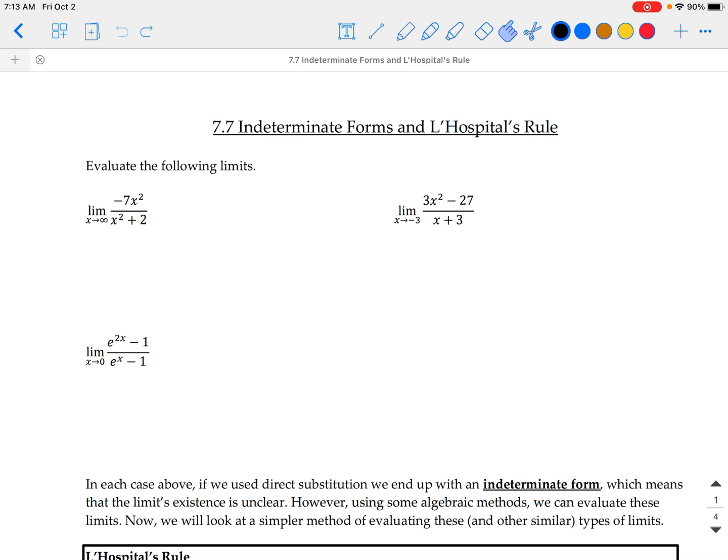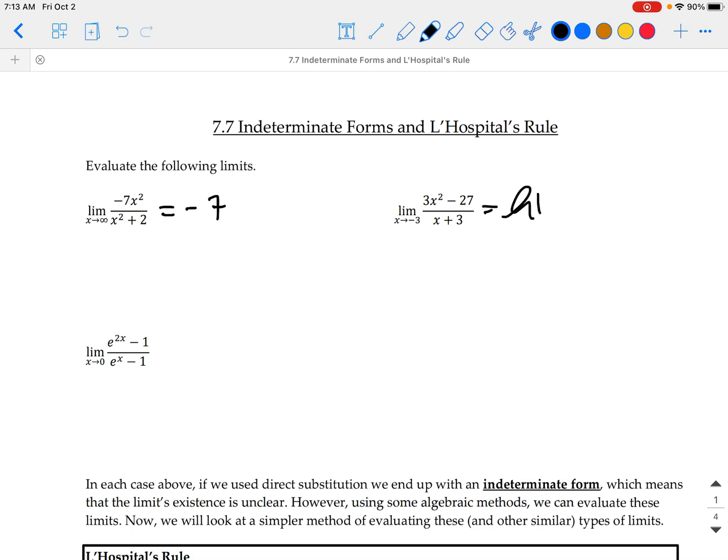So just a couple of examples up at the top here. These you can work out on your own. So these are all limits that we could work out algebraically. We'll note for this one, we'll get -7 when we evaluate.